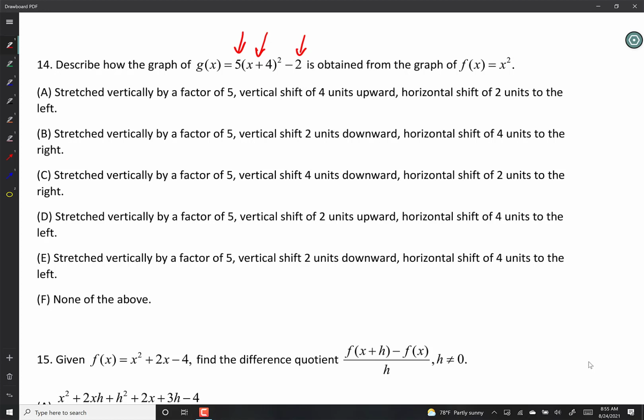What letter is it? Which one was it? I still don't see it. Letter D? Oh, nope. Letter E.